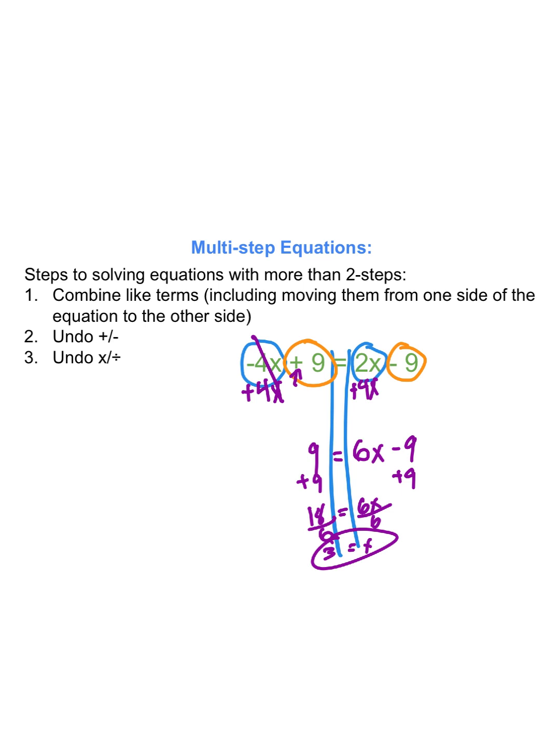So if I take, say x is 3, it's negative 4 times 3, which is negative 12 plus 9. Negative 12 plus 9 is negative 3. Let's do it on the right-hand side. 2 times 3 is 6 minus 9. 6 take away 9 is a negative 3. If I get a negative 3 on the left, is that equal to a negative 3 on the right? It is. I am correct.